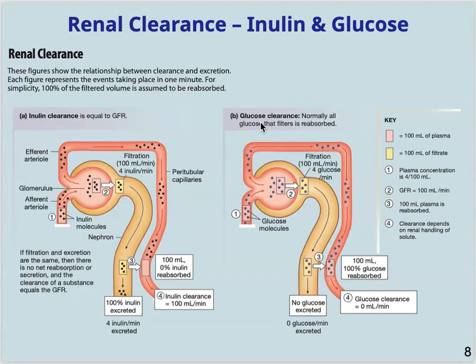Glucose clearance is very different. Our bodies are really good at retaining glucose. By the end of the proximal convoluted tubule, usually 100% of the glucose is reabsorbed. So glucose is small enough to be freely filtered into Bowman's capsule, but by the end of the proximal convoluted tubule, usually 100% of it has been reabsorbed. In other words, the glucose clearance is 0 milliliters of plasma per minute. In other words, none of the plasma could be cleared of glucose in that given amount of time.